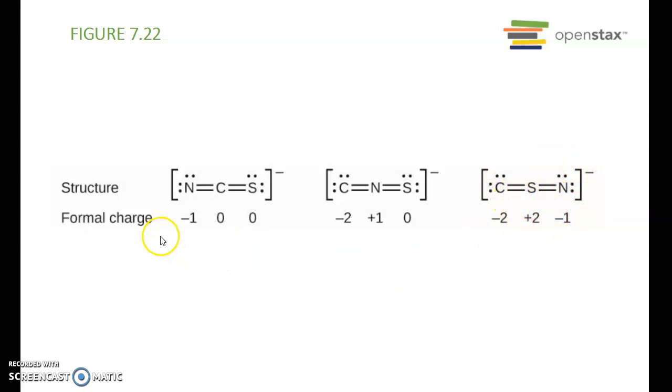So the rule for selecting what structure it would be is to find the one that has the lowest overall value, and that would be this one right here.